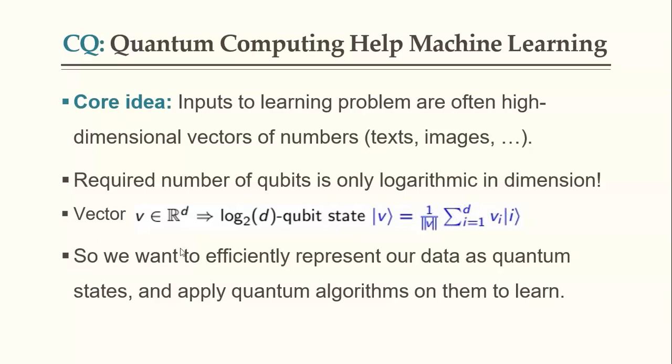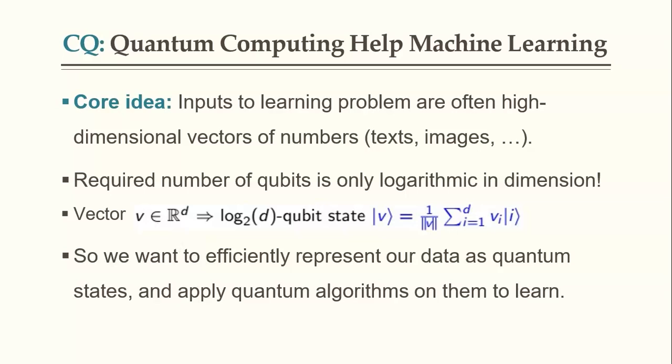Do you understand this equation? If you want, I can tell again. V belongs to R power D, which represents a real-valued D-dimensional vector. Why are we using these equations? This is a common technique used in quantum machine learning to encode classical data into quantum states for quantum computations.